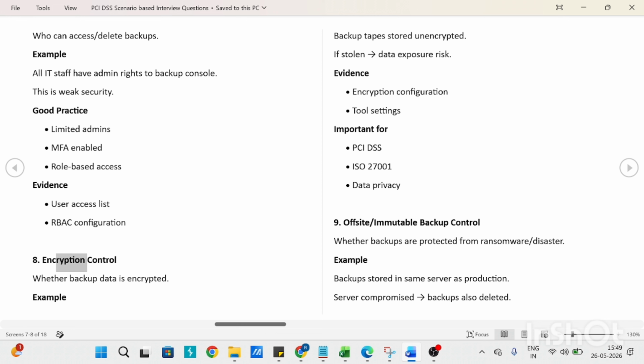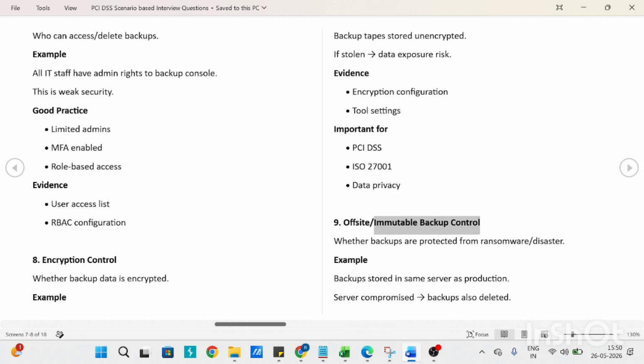Next is the encryption. Very important. Ensure that backup is happening in an encrypted way or not. Example, backup tapes are stored unencrypted. If stolen, anyone can have visibility on that data. So evidence is to check the encryption, like you need to check the configurations part, right? Application settings. This encryption control is important from a PCI perspective, ISO perspective, data privacy perspective, or security frameworks perspective.